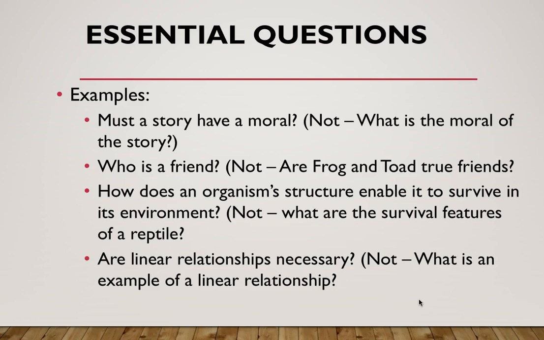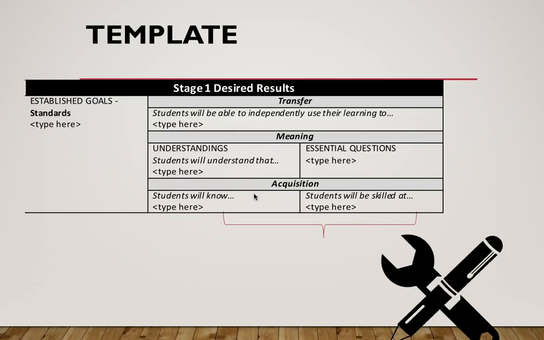You could also ask the inverse of that to make a question more provocative. Instead of how does an organism's structure enable it to survive, what is not necessary for survival of an organism? And that might lead one to think about, okay, how could life evolve? So there are different ways of asking these things. And are linear relationships necessary? And to what extent? So these are essential questions, but please go on and look a little bit more.